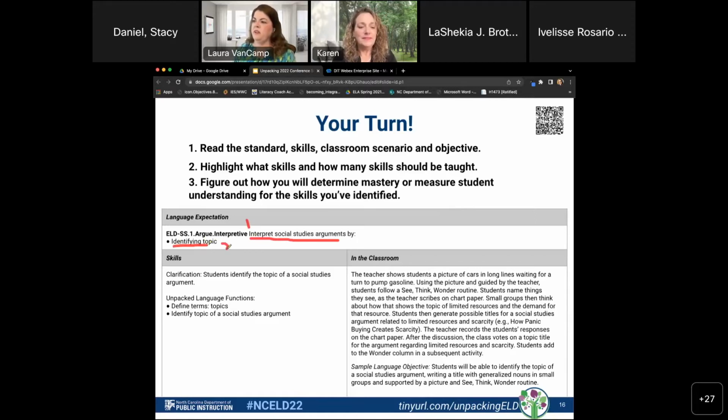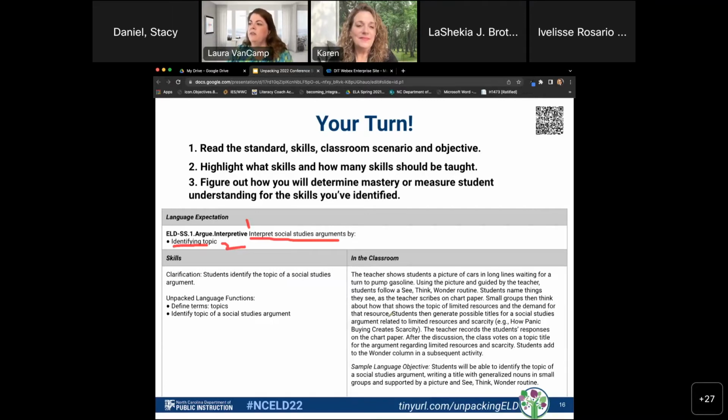The clarification for the benefit of you on the phone. Clarification is students identify the topic of a social studies argument, the unpacked set language functions. Of course, they're going to define what is a topic and what is a social studies argument. What is the topic of that argument? So the scenario reads, the teacher shows students a picture of cars in long lines waiting for a turn at the pump, a gas pump. Using the picture, so they're going to be looking at this visual of this at the pump. They're going to be guided through by the teacher through a see, think, wonder routine. Students name things they see as the teacher scribes on chart paper. Okay, remember this is first grade.